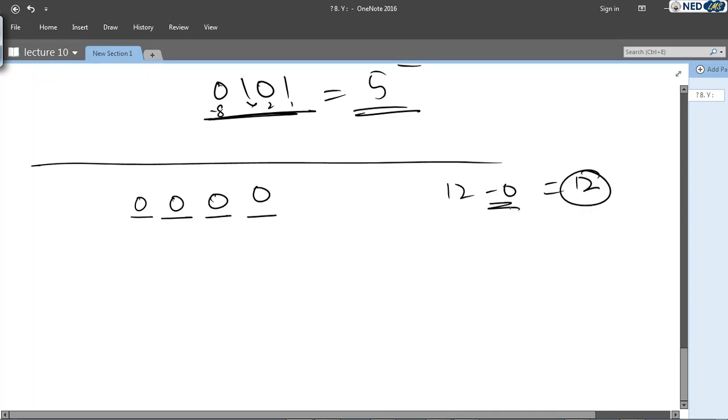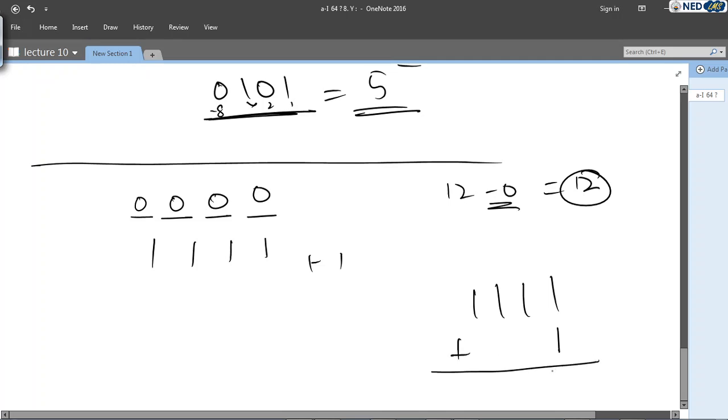Let's say I want to invert the sign of this thing, even though it's not really possible or wise to do so. But if I apply 2's complement, what should I get? Invert all bits, 1111, and then add 1. Let me write it here again, 1111, and I add 1.